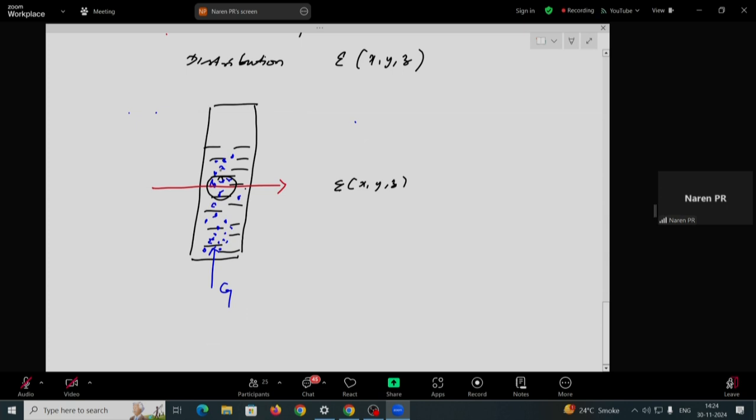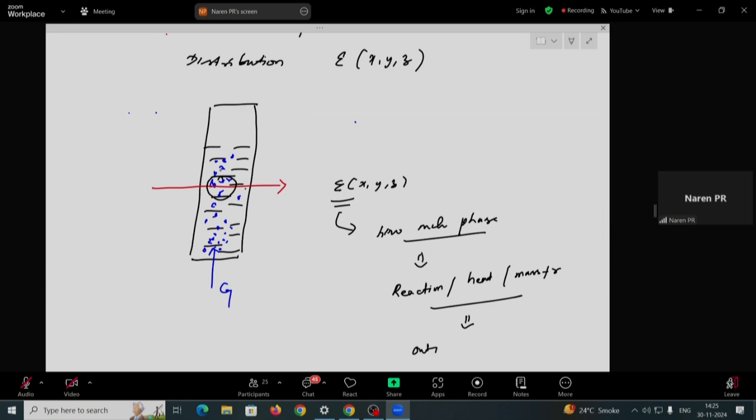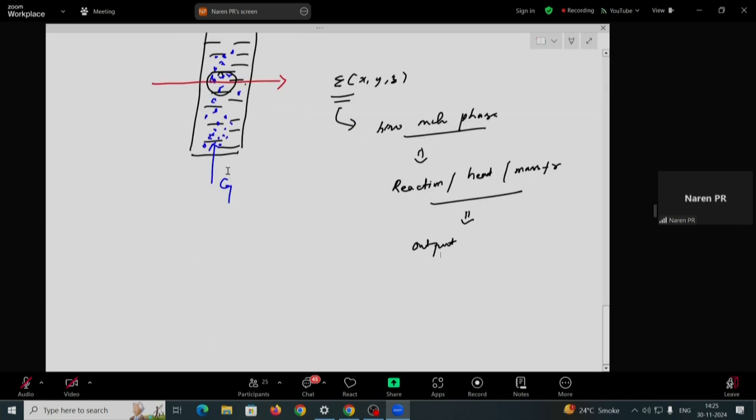We are interested to predict this. Why are we interested to predict this? Because this holdup tells how much phase is there. This will tell whether reaction will happen, or heat transfer, or mass transfer, phase transfer will happen. And this will eventually govern what will be the output from that particular column or that particular equipment. So we are interested in this phase holdup. This is your interest.